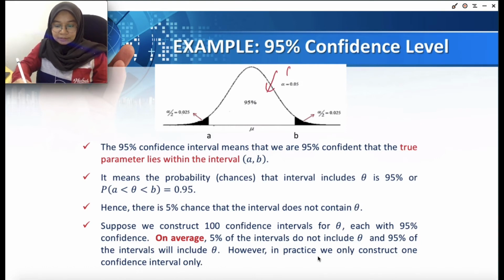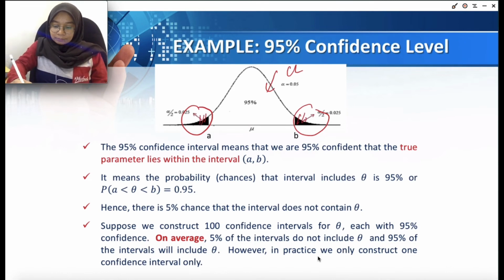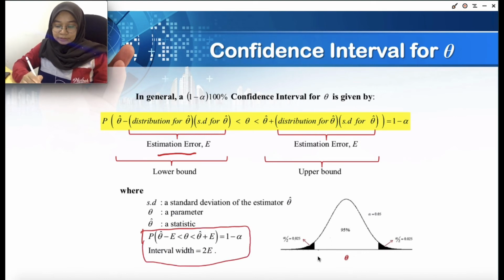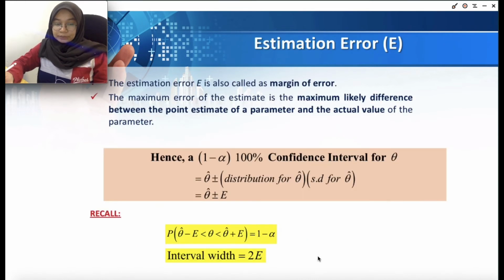This one is the part that has the estimate values, and this one is your error. We divide by 2 because we have the lower limit and the upper limit, the parts that do not contain the estimation value. Alright, this one is the probability. So when we do estimation, we always have error: lower boundary minus the error, upper boundary plus the error. From this probability, you will get interval width equals 2E. Okay, so the estimation error I've also explained to you.